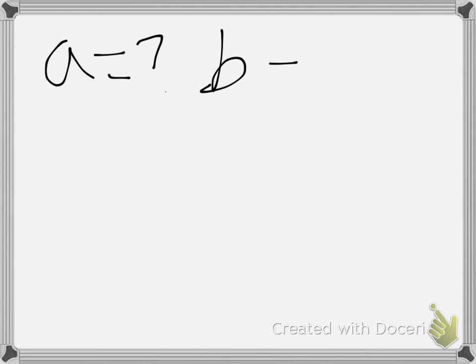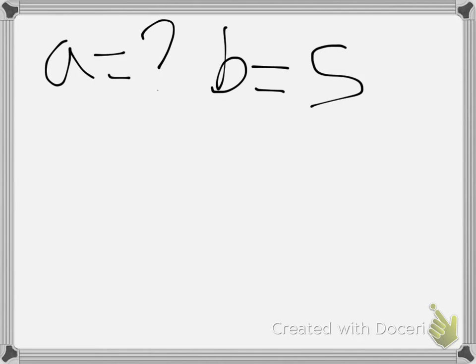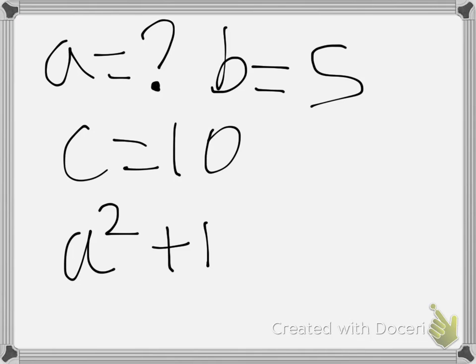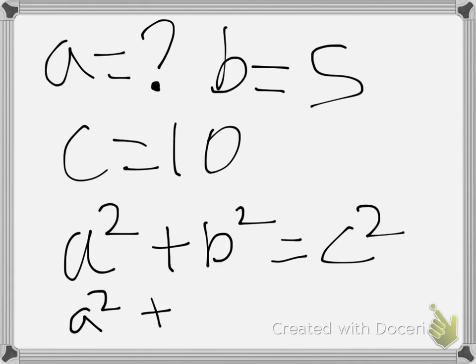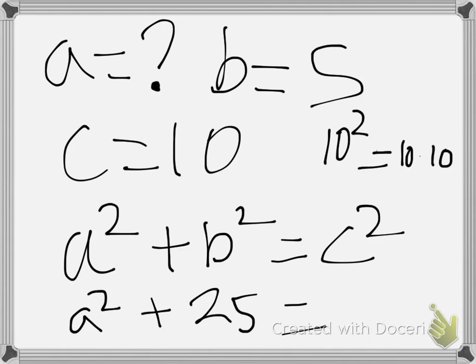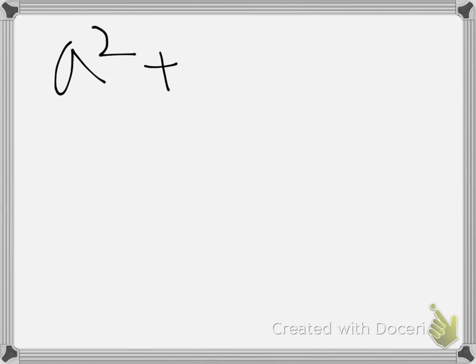B equals 5 and C equals 10. Let's find out A. So here what we're going to do is we're just going to have to plug in what we know into the Pythagorean Theorem. So A squared plus 5 squared, which is 25, equals C squared, or 10 squared, which equals 10 times 10, which equals 100. So A squared plus 25 equals 100.